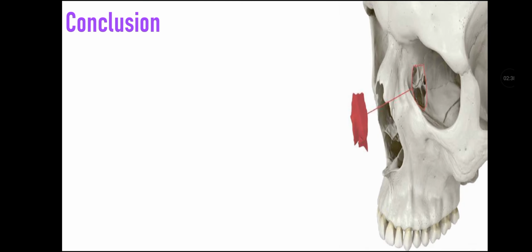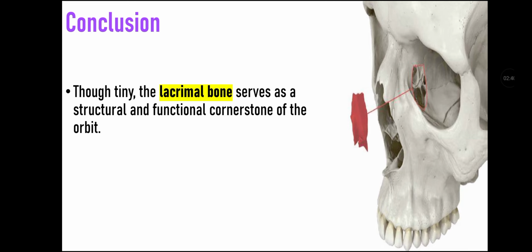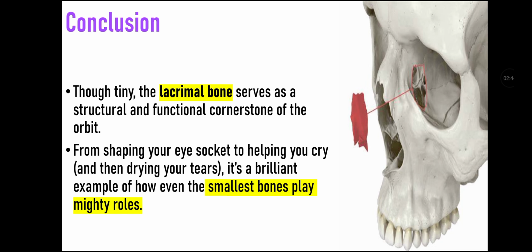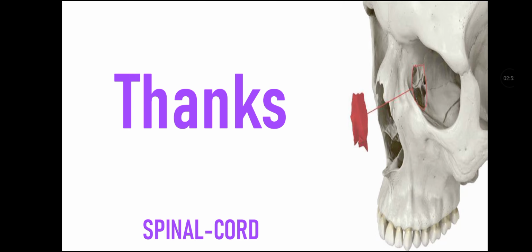Now let's talk about the conclusion of the lecture video. Though tiny, the lacrimal bones serve as a structural and functional cornerstone of the orbit. From shaping your eye socket to helping you cry and then drain your tears, it's a brilliant example of how even the smallest bones play a mighty role. And this was all about the lacrimal bone.